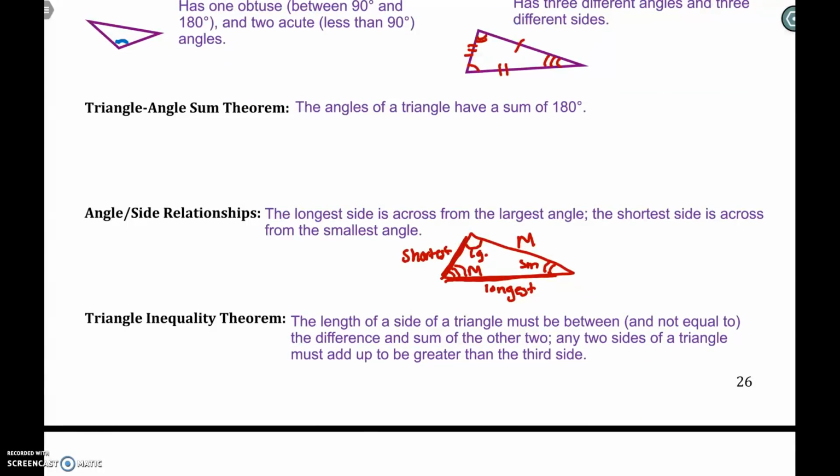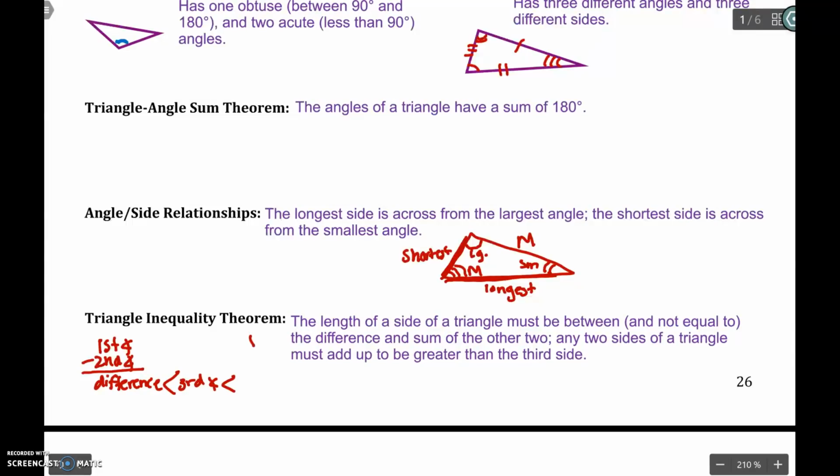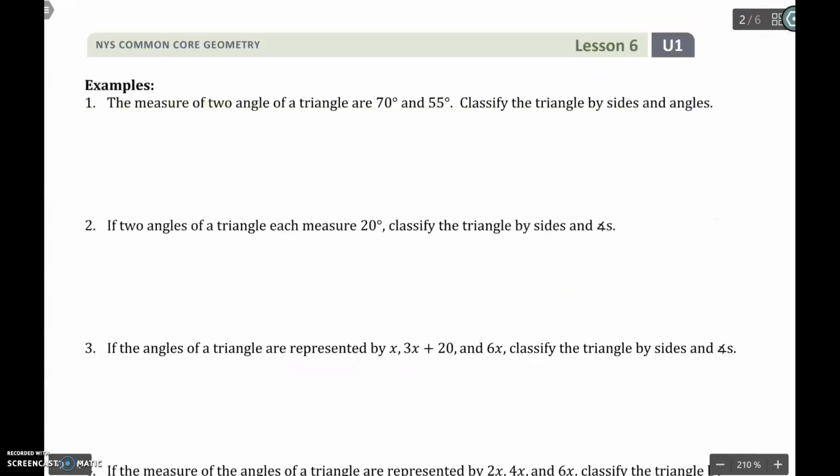And then finally the triangle inequality theorem, which says that if you have any triangle and you know the lengths of 2 sides, the third side has to be between the difference, so your first side minus your second side, and that would be a number, and the sum of the other 2. Okay, and because of that, any 2 sides that you pick, when you add them together, they always have to be greater than the third side, not equal. Okay. So we're going to use some of these ideas in our examples.